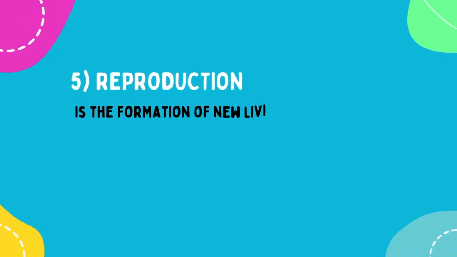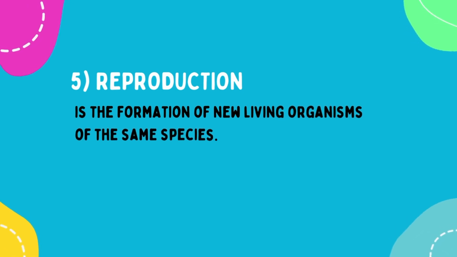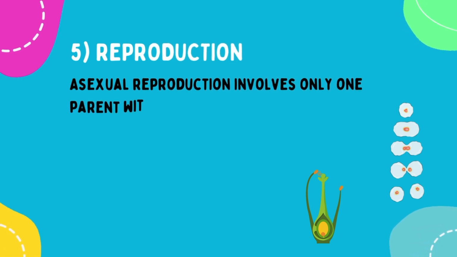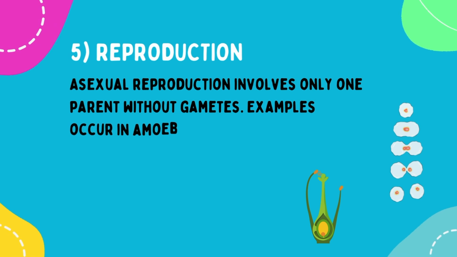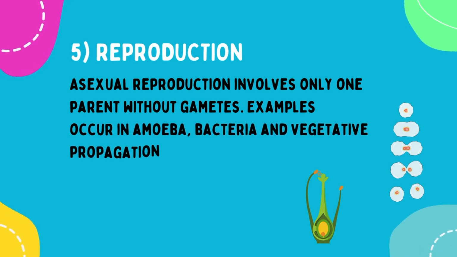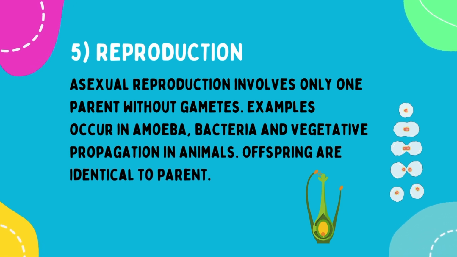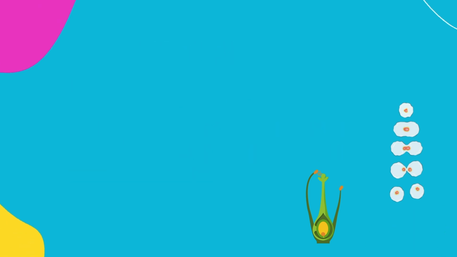Then we have number 5, which is reproduction. This is the formation of new living organisms of the same species. Only organisms of the same species can interbreed to produce fertile offspring. Now we do know that we can have 2 different forms of reproduction. We can have asexual reproduction, which involves only one parent without the sex cells or gametes, or the egg and sperm. Examples of asexual reproduction occur in amoeba, bacteria, and vegetative propagation. Offspring as a result of asexual reproduction are going to be genetically identical to the parent because there is only one parent involved.